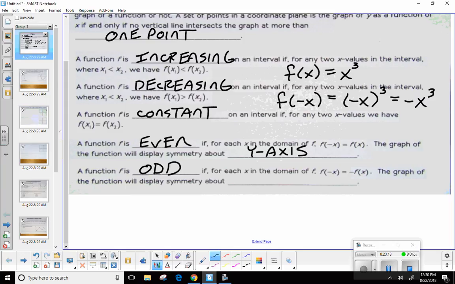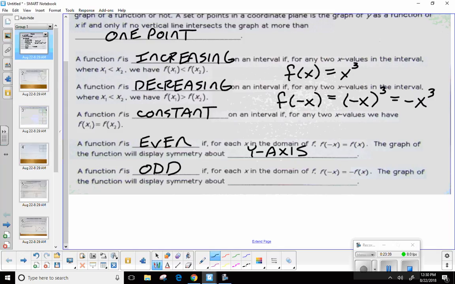So see, I know this isn't even because I didn't end up with the exact equation I started with. But if it's the opposite, if every term, oh, we got 6 minutes. If every term has changed sign, then it's going to be odd. Okay. So that's what we call odd. Does that make sense? Okay.